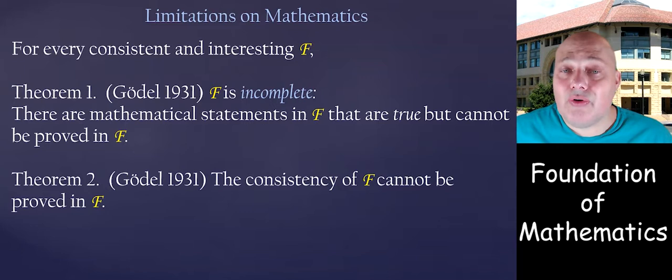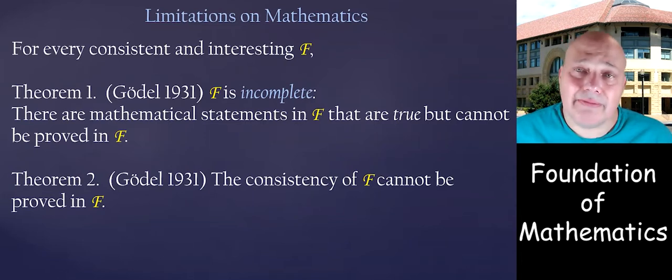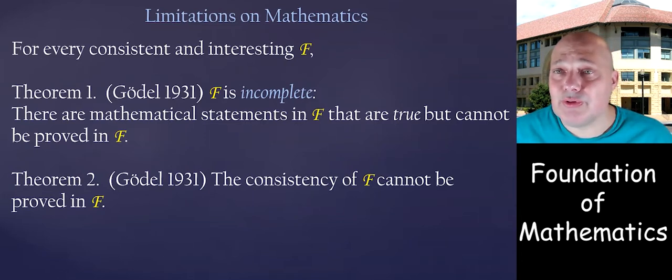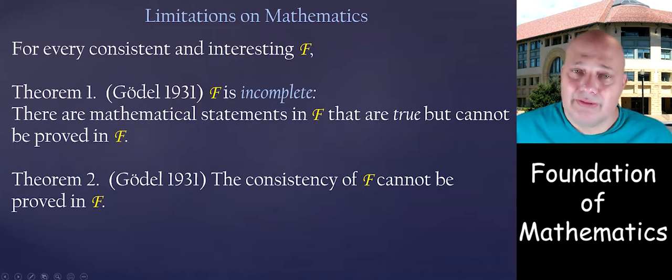And furthermore, the second theorem is that the consistency of F itself cannot be proved in F. So here is a very interesting statement about F that we would have liked to prove. It's a mathematical statement, and this statement doesn't have a proof. So it's not only that there is some statement, perhaps not interesting, that cannot be proved, but there is a very interesting statement that we cannot prove.